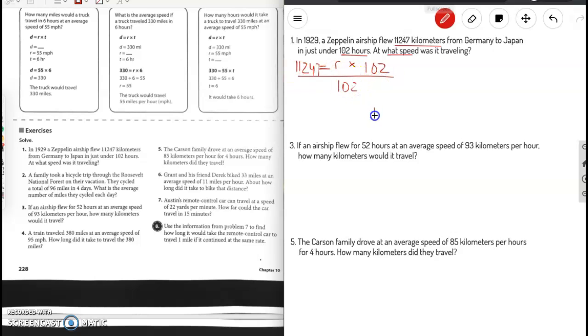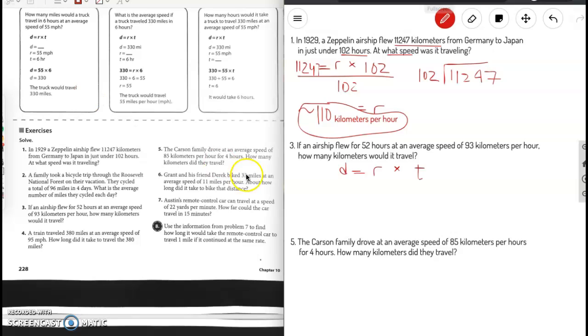Okay, so the R cancels out. We've got to do 11,247 divided by 102. Long division, gotta love it, right? So we're going to round the answer here. It's not exactly, but about 110 kilometers per hour. So approximately 110 kilometers per hour.